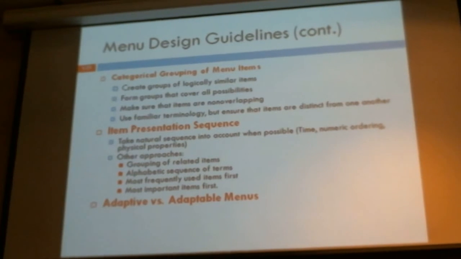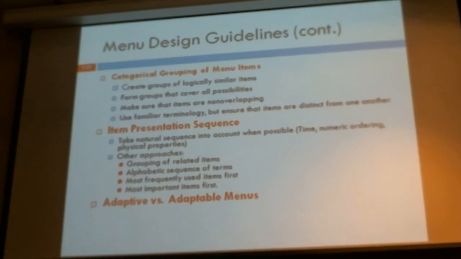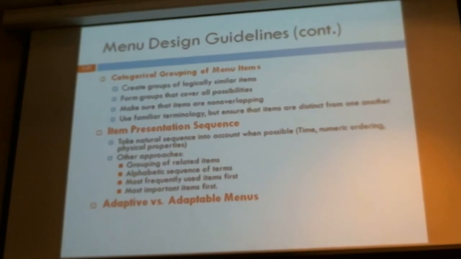The problem with the most frequent items first is what? Wouldn't that have to be dynamic? Because over time, the way you use things changes, right? So the problem is people don't like the adaptive or adaptable menus where they change, right? You kind of expect things to be the same when you go to select something. So that's one of the problems if you do something like the most frequent. That's going to change because your frequency changes over time.